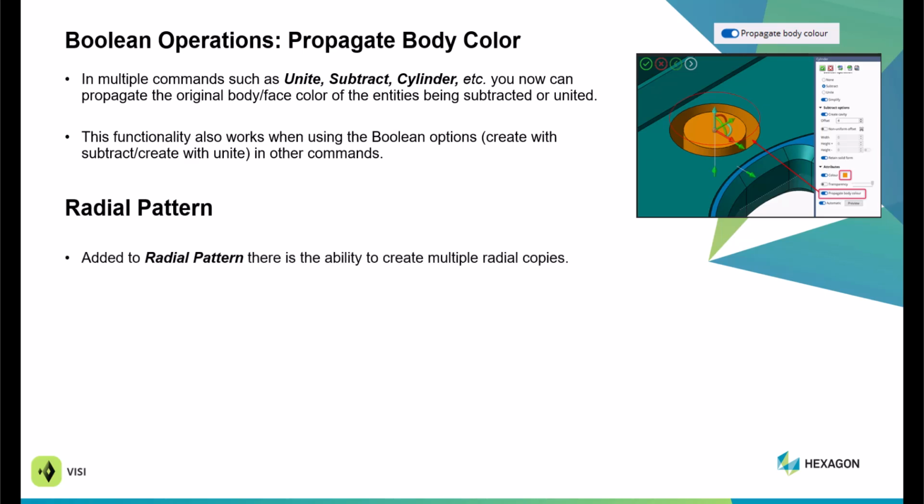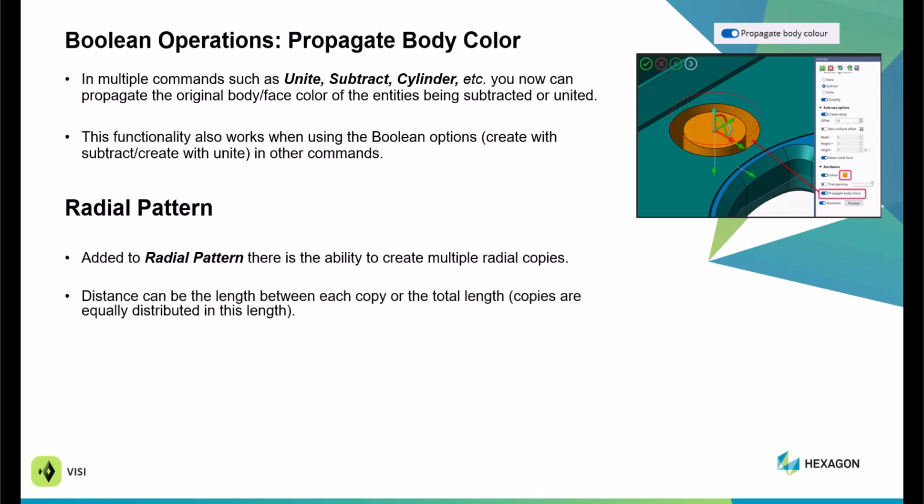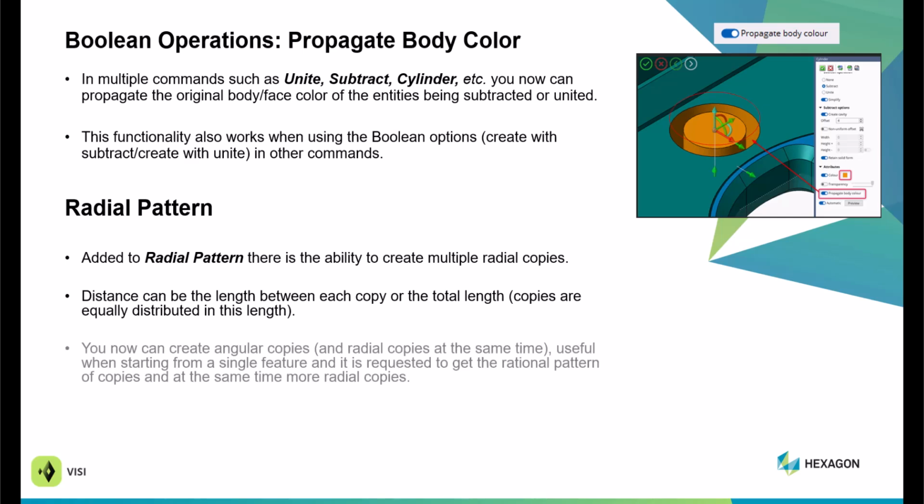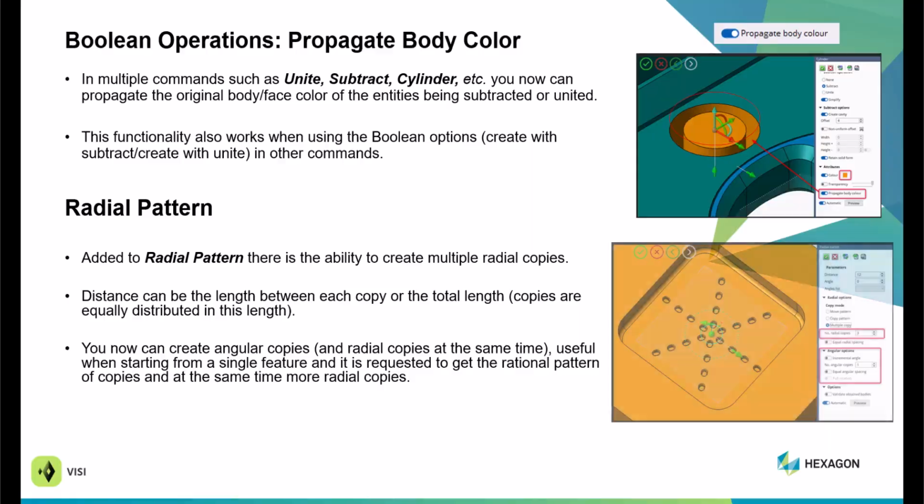With radial pattern, there is the ability to create multiple radial copies. The distance can be by length and can be by total length. So copies can be equally distributed by the length. You now can create an angular copy, which is useful for creating single features, and it requests for a rotational pattern of copies at the same time.